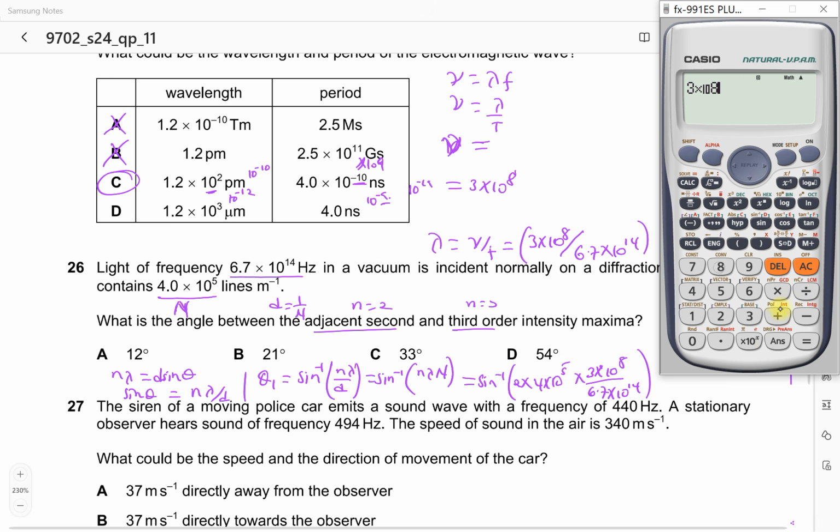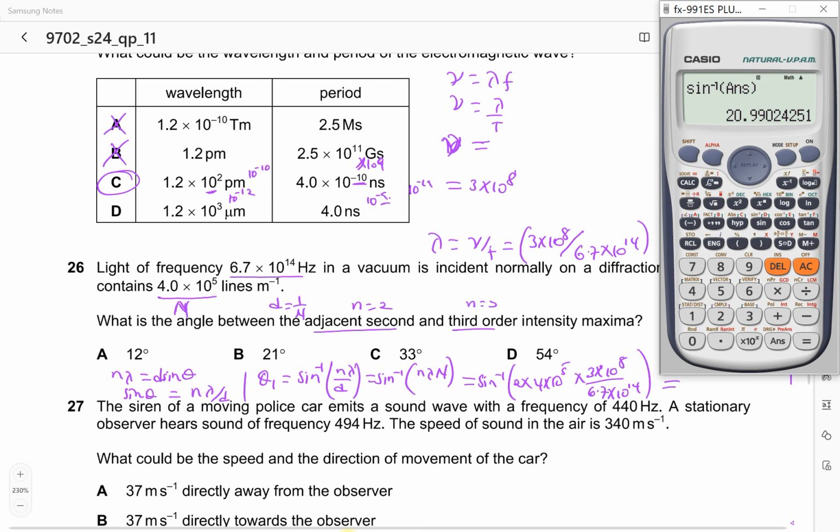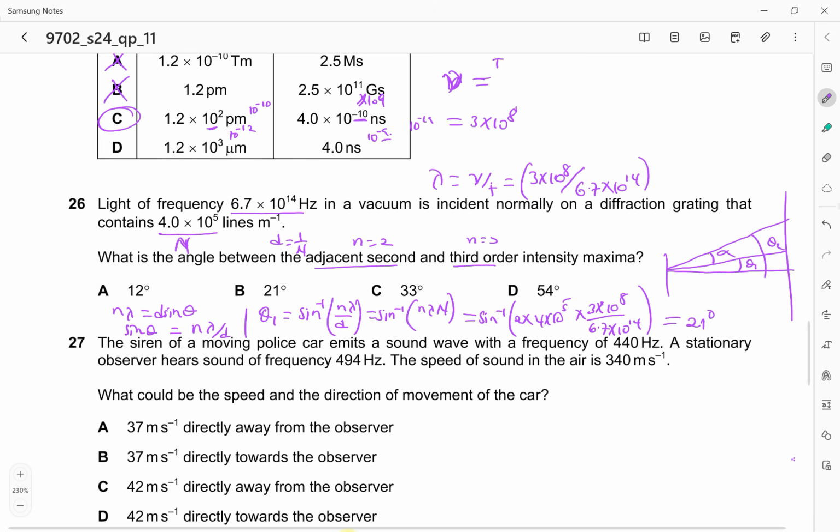So I'll say 3 exponent 8 divided by 6.7 exponent 14 times 2 times 4 exponent 5. Then I'll shift sine inverse of the answer. So theta 1 is going to be approximately 21 degrees. Then I'll find theta 2.